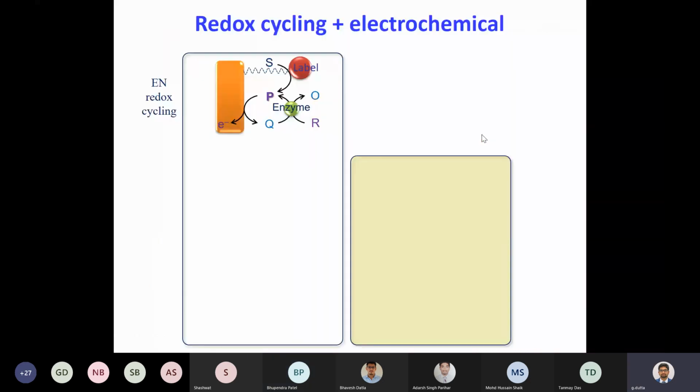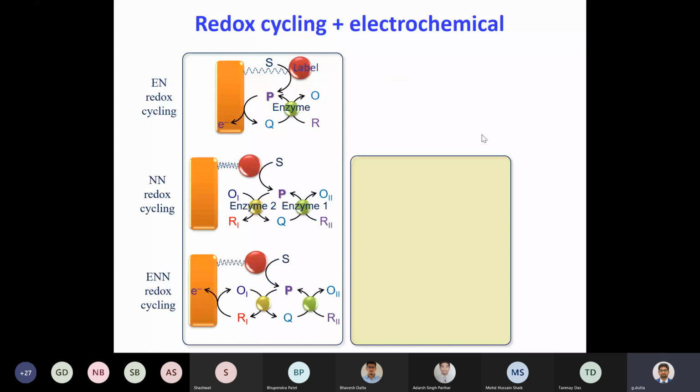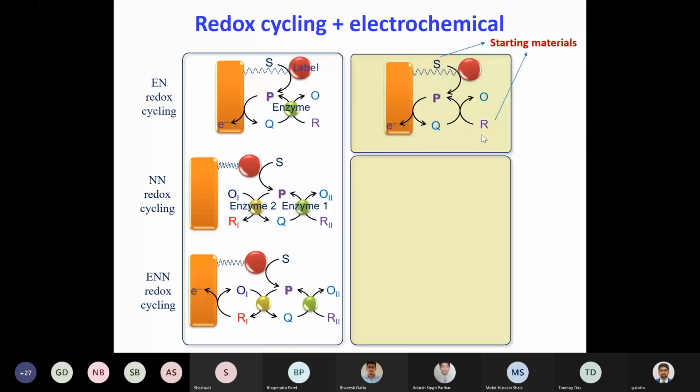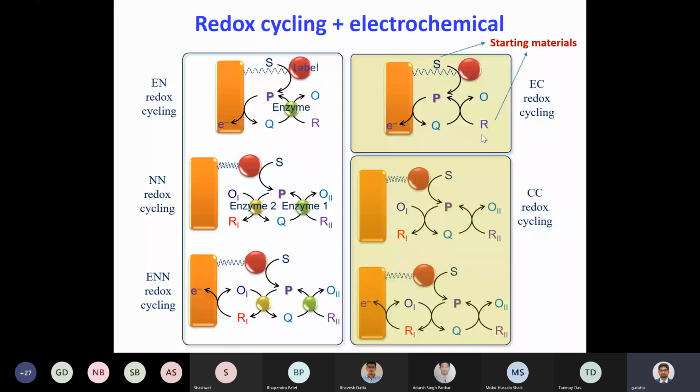So this way, I just taught you last class, this is the ECC redox cycling. In the exam, I can ask you this kind of question. If you attend my class every day, I think you will get very good marks. I will give you the question from today's class. I can tell you.